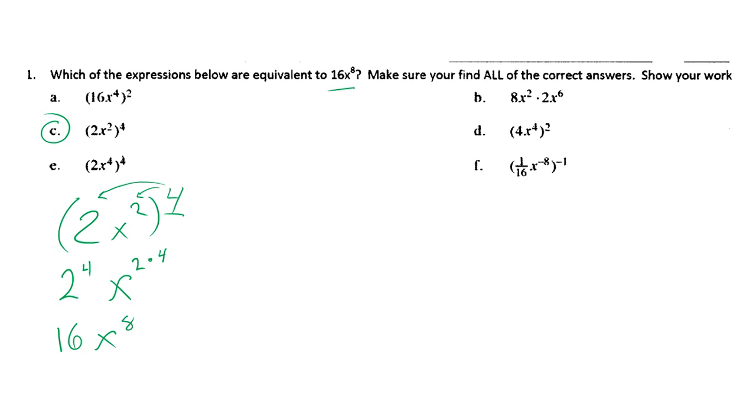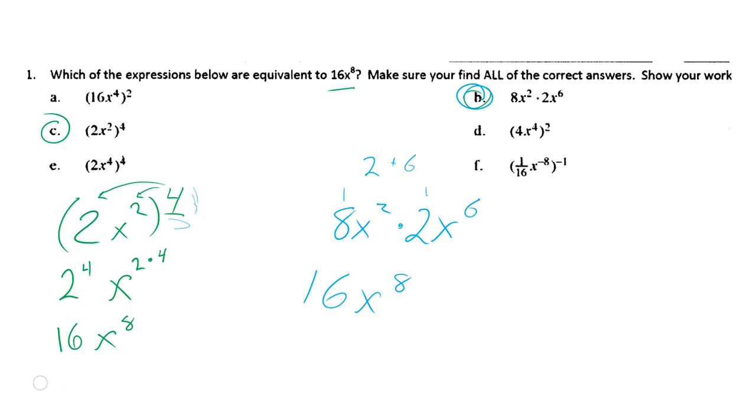Let's go with B. Okay, we'll do B in blue. So we've got 8x squared times 2x to the 6th. Since we're multiplying, all we have to do is multiply the numbers out front. So 8 times 2 is 16. And then with the exponents, since we're multiplying straight across, we're not taking an exponent to an exponent like over here. What we'll do is we'll just go 2 plus 6, and 2 plus 6 is 8. So here you would add the exponents. 2 plus 6 gets you 8. And again, that's another equivalent to it.